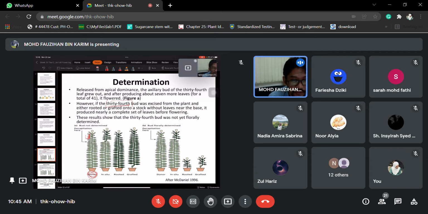If you do rooting, you plant a vegetative stem, apply hormone, and it produces roots, it will grow until leaf 41. Even if you do a grafting here, it will grow until 41, then start flowering. This means that at leaf 34, the results show that the 34th bud was not yet florally determined. At the 34th leaf, it is not yet ready for flowering.